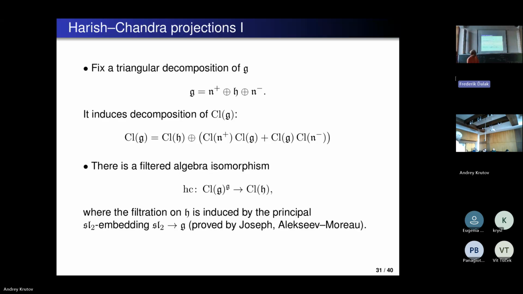So it's another limit of this deformation. We are looking not at the classical limit, but at the behavior of our deformation at infinity. So this is more or less the meaning of these Harish-Chandra type projections: you're looking at the high values of the deformation parameter. Okay, this construction is due to Kostant.